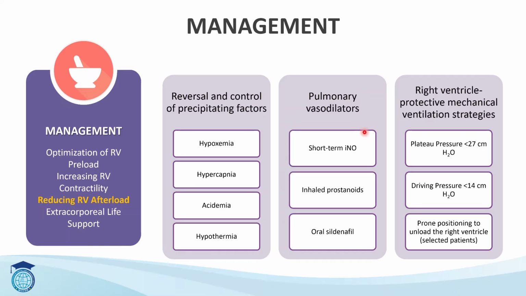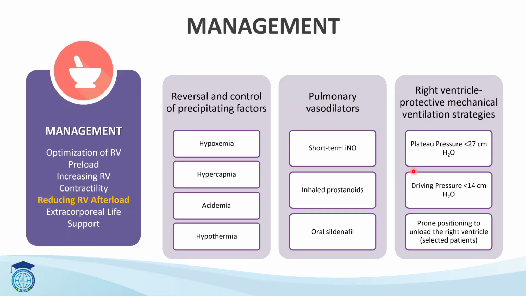Use of pulmonary vasodilators, specifically inhaled nitric oxide for short term. As you know, nitric oxide is associated with acute kidney injury, and we rarely use it in the intensive care unit. You may use inhaled prostanoids such as epoprostenol, and there is a limited role for oral sildenafil, but it can be used also in those patients.